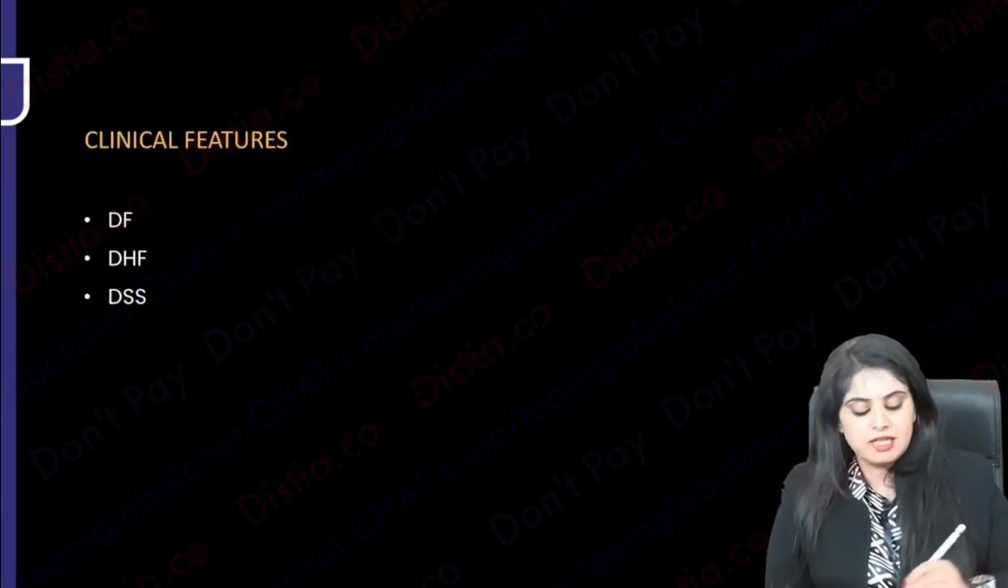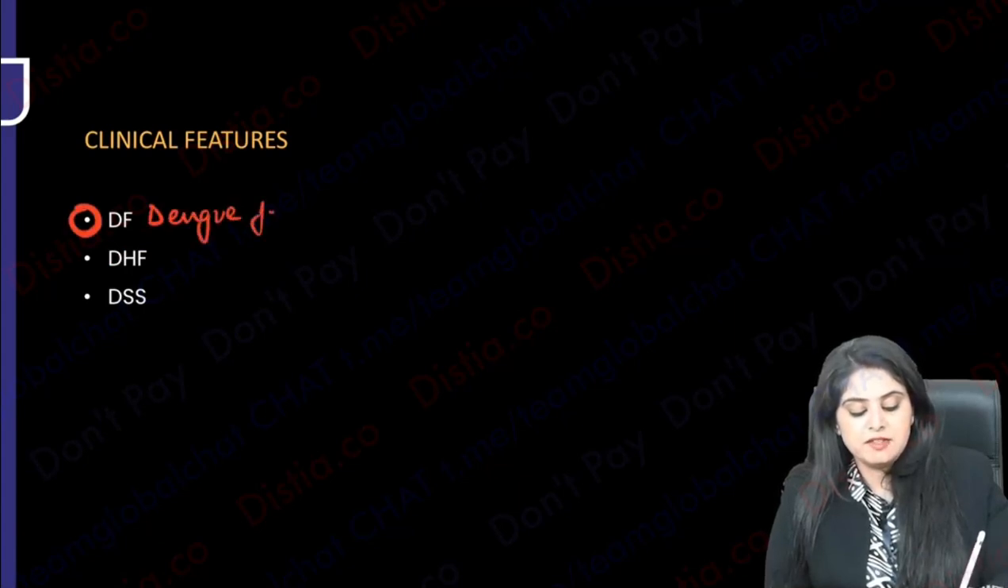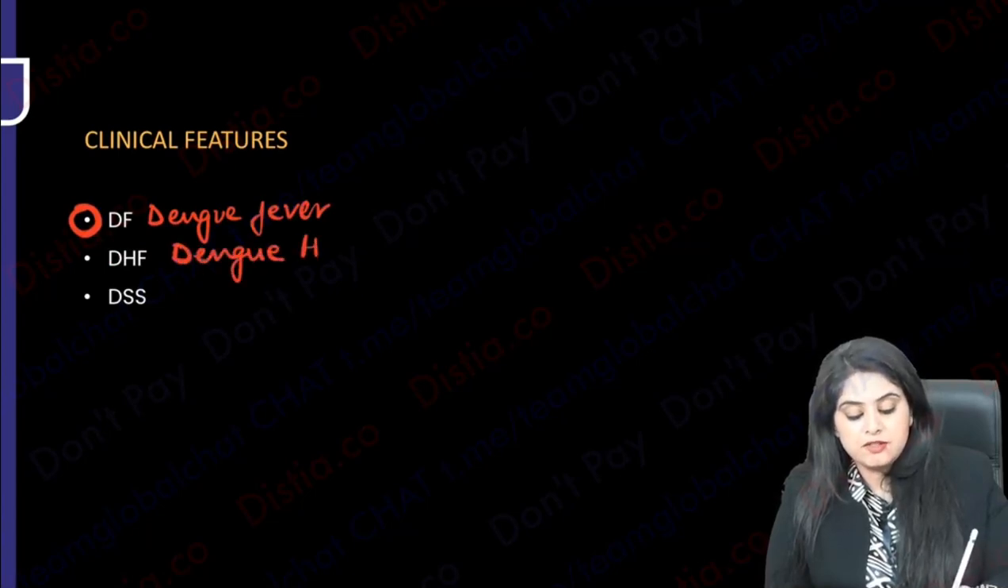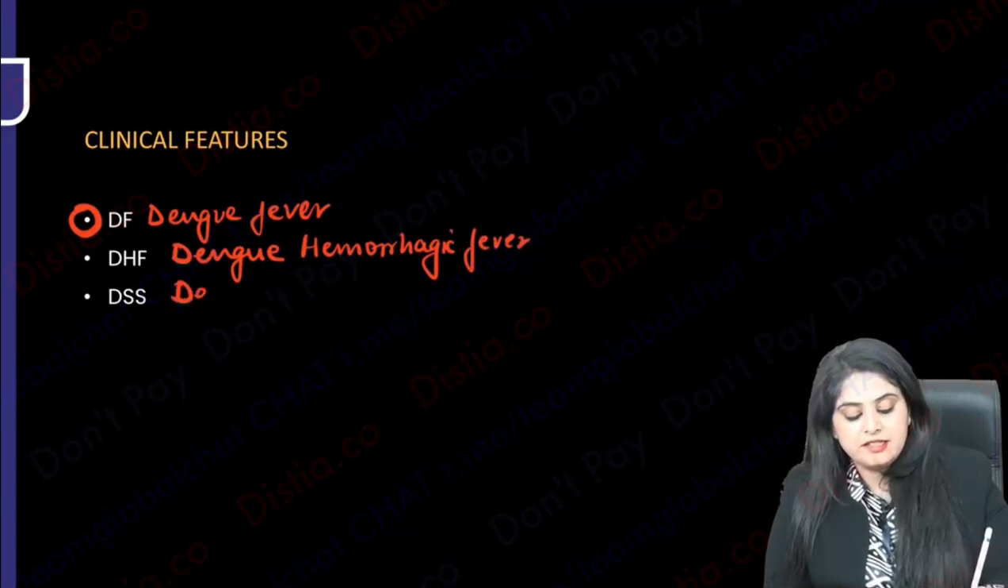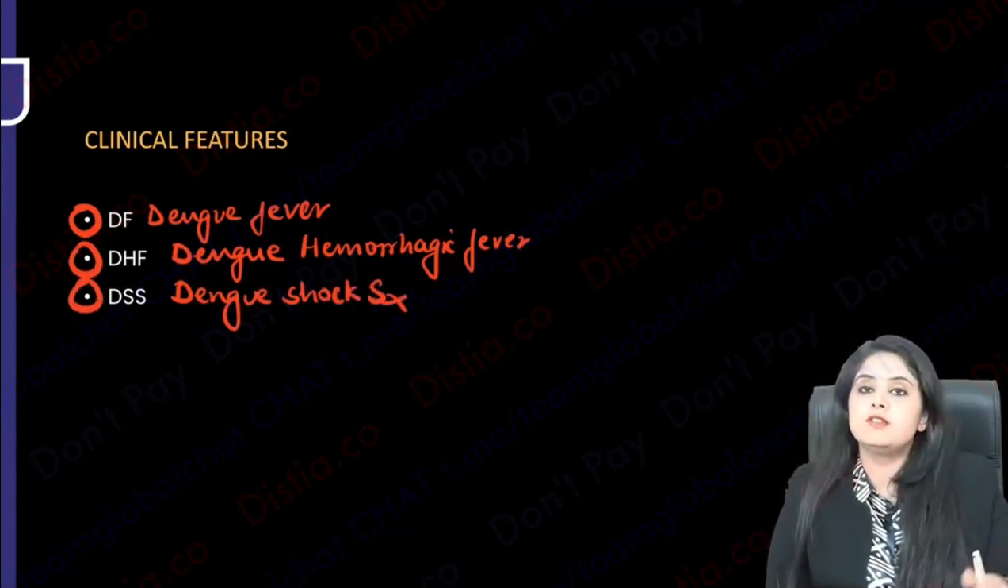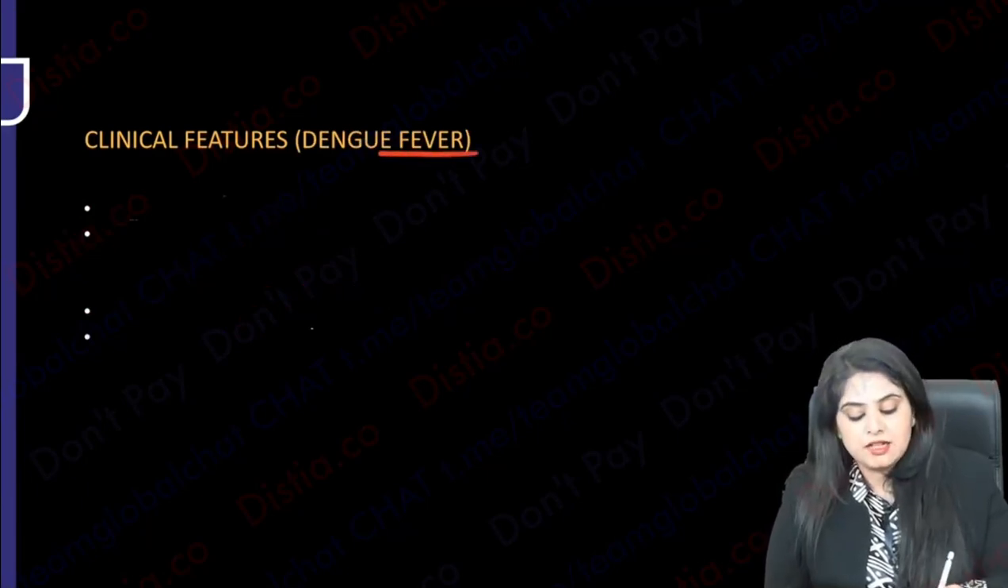There are 3 types of dengue that we have to know. Number 1, what you read in medicine, that is known as dengue fever. The second one is referred to as dengue hemorrhagic fever, where I'll tell you some criteria that are going to be present. The third one is referred to as DSS, that is dengue shock syndrome, right? So these are the 3 that you have to know over here: dengue fever, dengue hemorrhagic fever, and dengue shock syndrome. Let us start one by one.